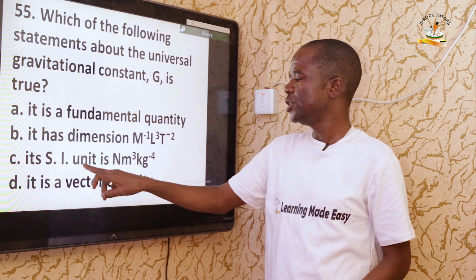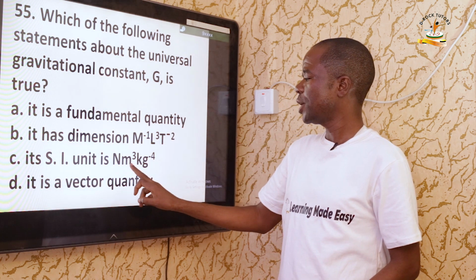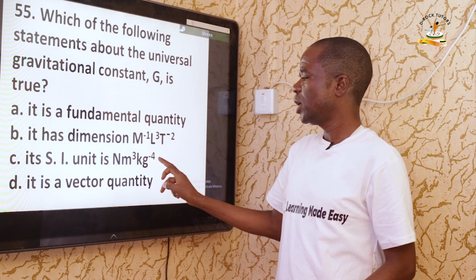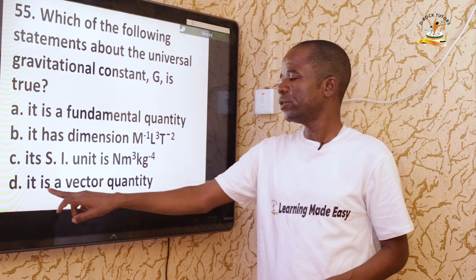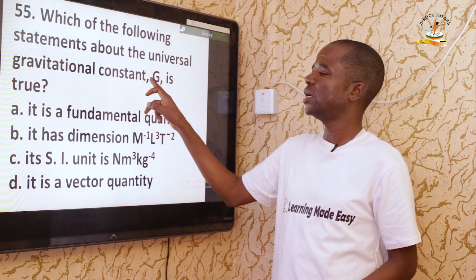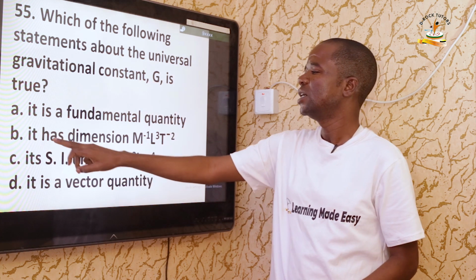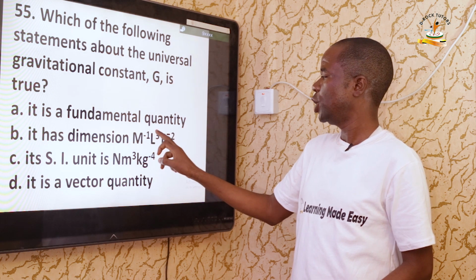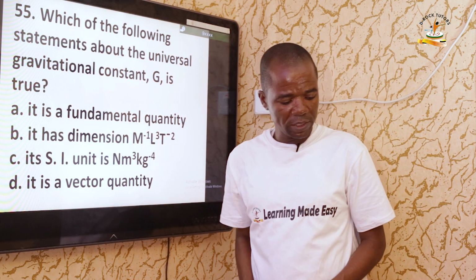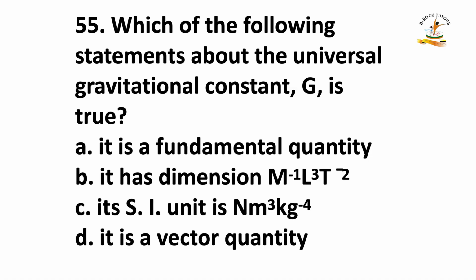Option B, its SI unit is Newton meter cube kilogram raised to the power minus 4. That is also not true. I'm going to show you in a short while. And it is also not a vector quantity. It is a scalar quantity. So the correct answer is its dimension is M raised to the power minus 1, L cubed, and T raised to the power minus 2. Let's see how this is the correct answer.